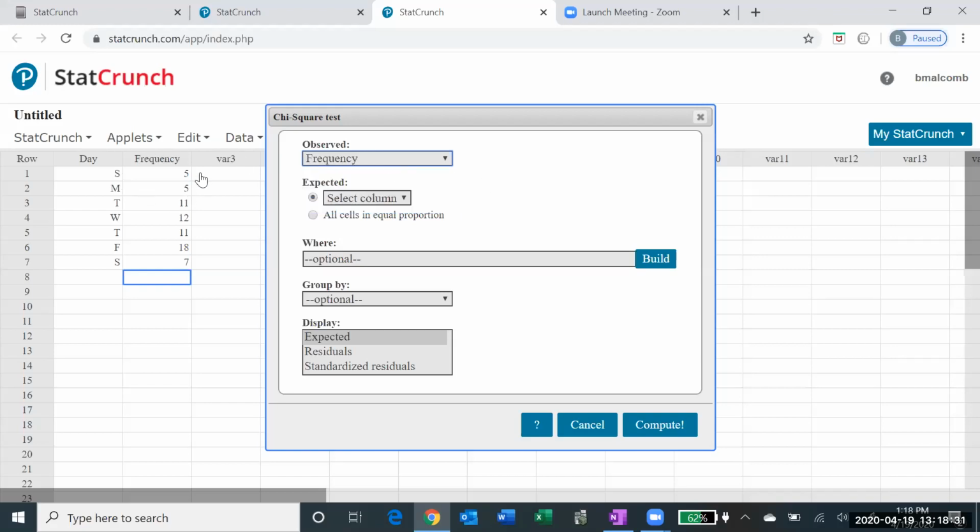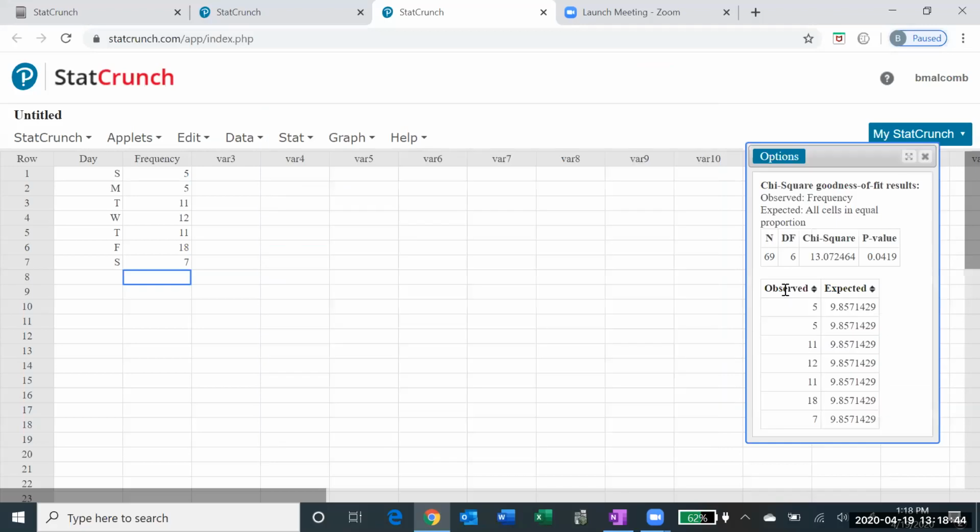And then in this case, the question was, are all of my frequency numbers equally likely? So I click all cells in equal proportion. And that's it. I click compute and I'm done. Well, that was not very hard.